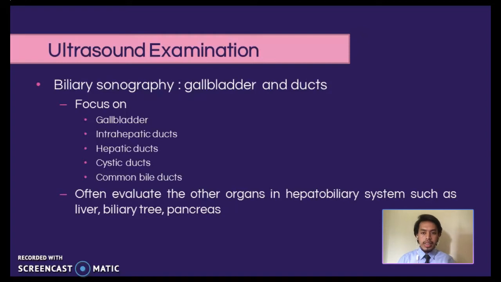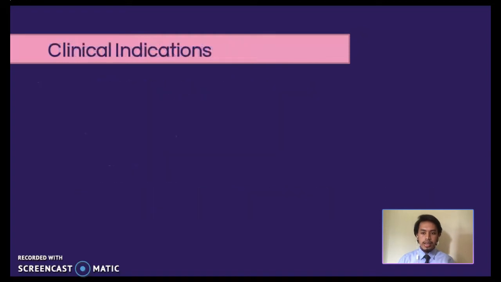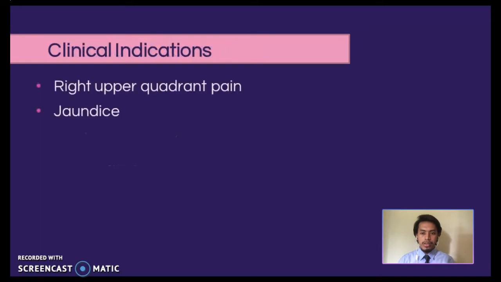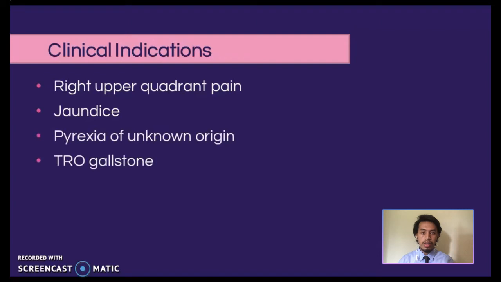So, the clinical indications for this ultrasound scanning include right upper quadrant pain, jaundice, pyrexia of unknown origin, and gallstones. Ultrasound is the modality of choice for evaluation of a patient with right upper quadrant pain, and it is the highest rated modality in the ACR appropriateness criteria. Moreover, in the majority of patients, gallstones are easy to diagnose by demonstrating mobile echogenic intraluminal lesions with acoustic shadowing.